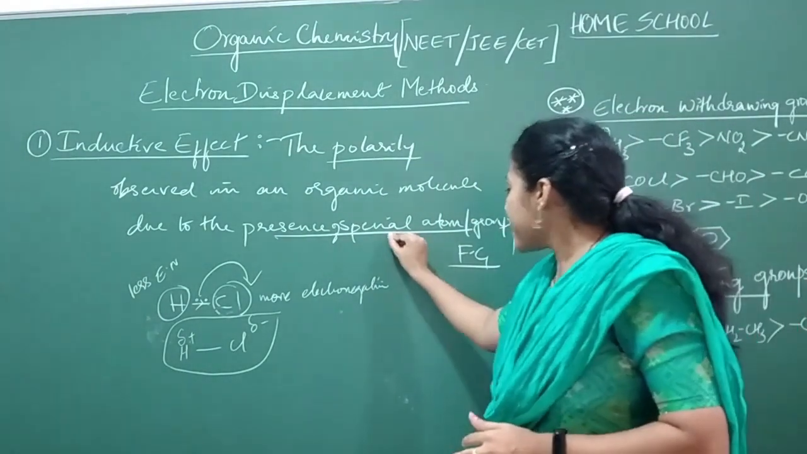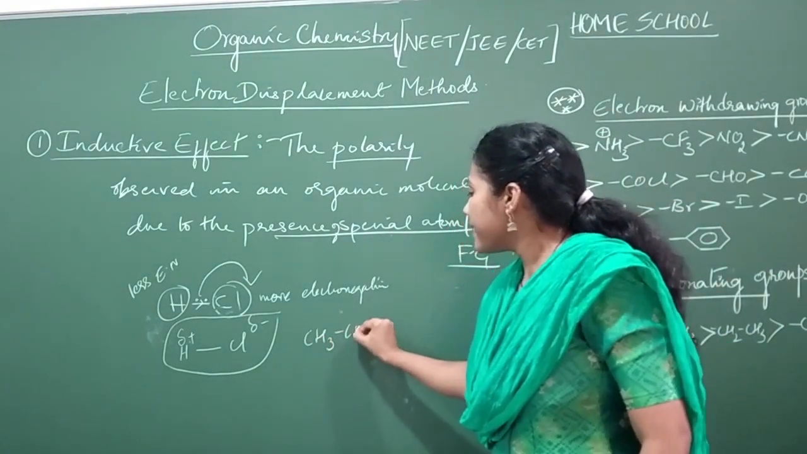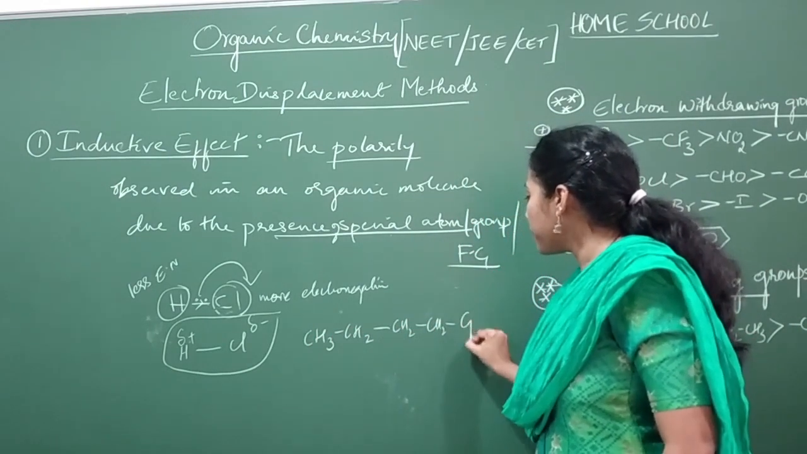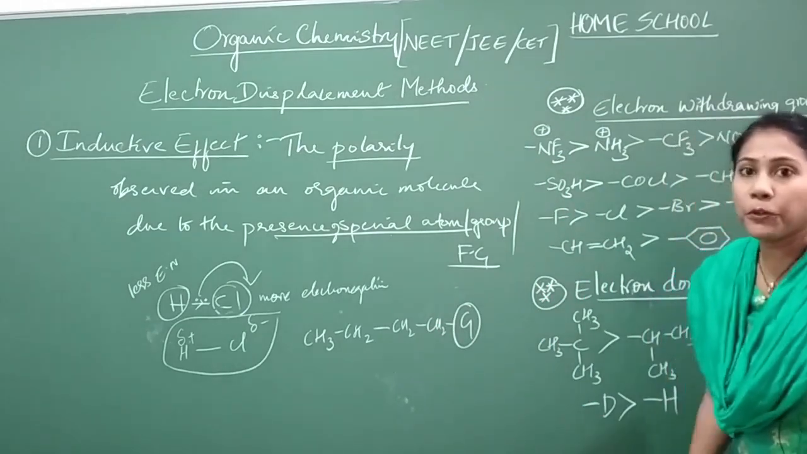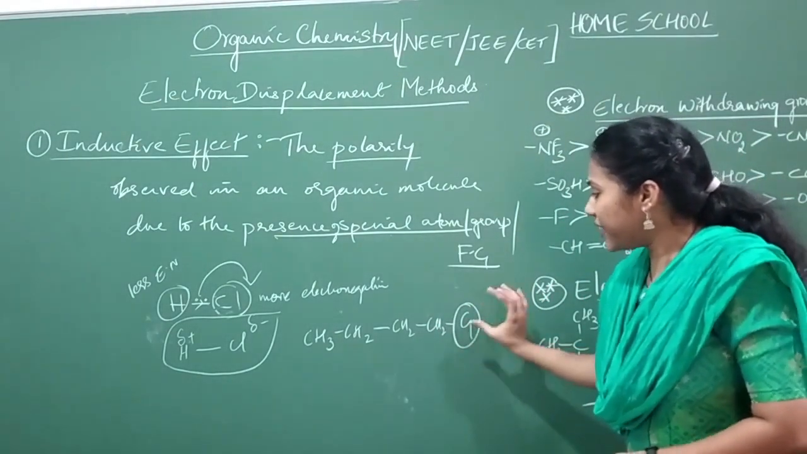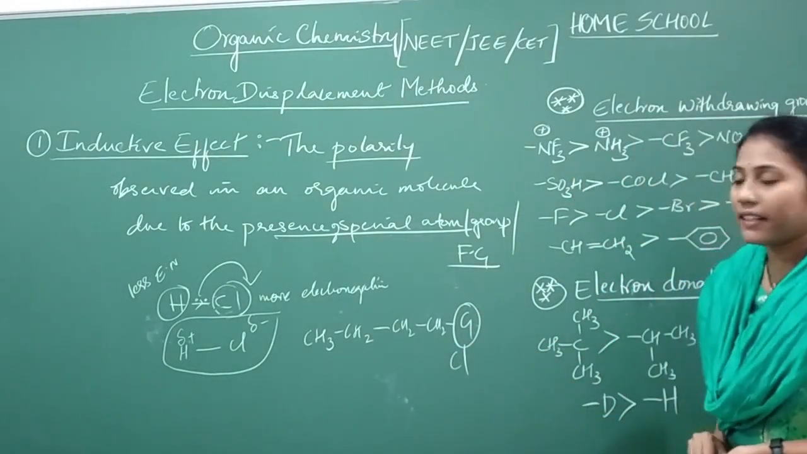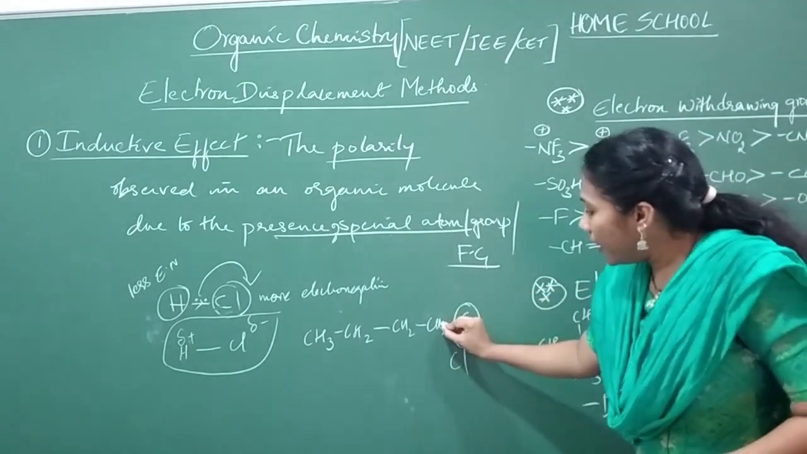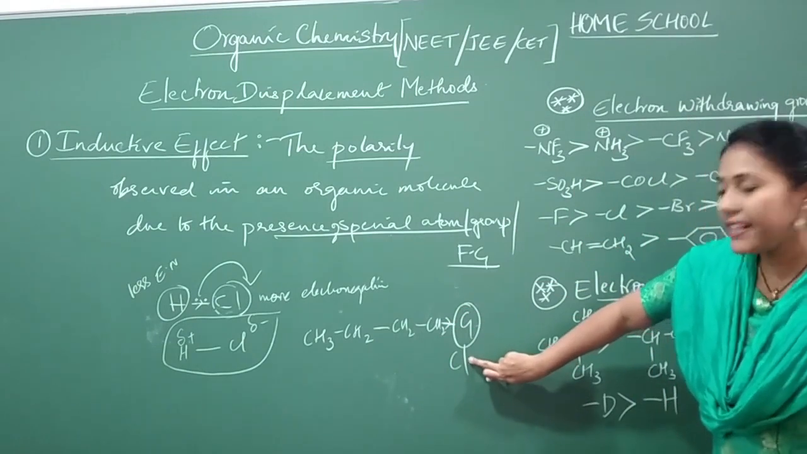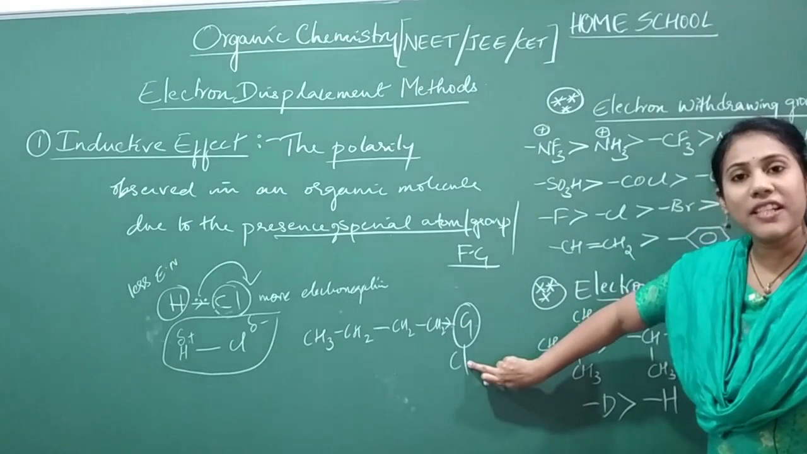Say for example, you have an organic molecule CH3, CH2, CH2, CH2, some group. So some group is there. What happens is, if this group is more electronegative, I mean if this group is Cl here, this bond initially moves towards Cl. Cl is more electronegative, so it will grab a pair of electrons towards itself.